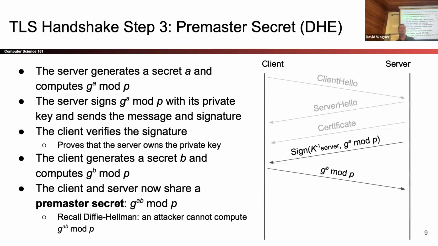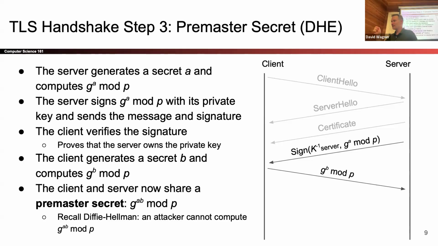Okay. And this process works. It's Diffie-Hellman. So I showed you Diffie-Hellman. That's what TLS uses. The server picks A, computes G to the A mod P, and sends that to the client. The client picks B and sends G to the B mod P to the server.